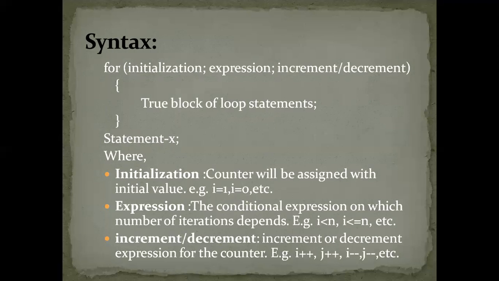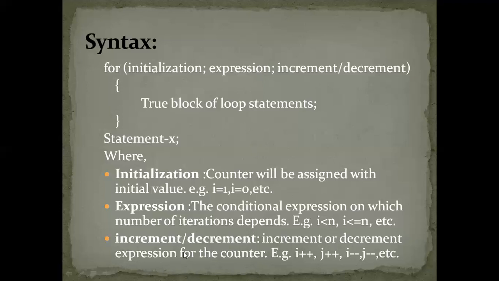In the previous example, we took the i value as 1. That is nothing but initialization. The second one is the conditional expression on which the number of iterations depends. We can call it a condition as well. So i is less than n, or less than or equal to n. It depends. If we know the n value is 10, we are going to do i less than 10. The third one is increment or decrement.